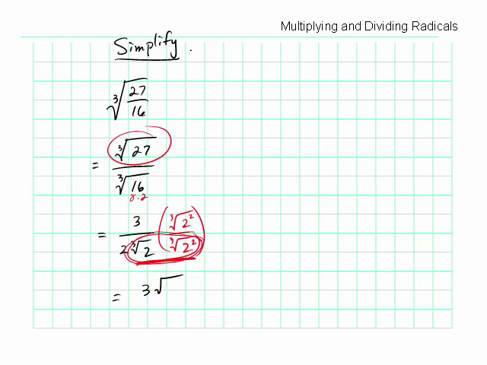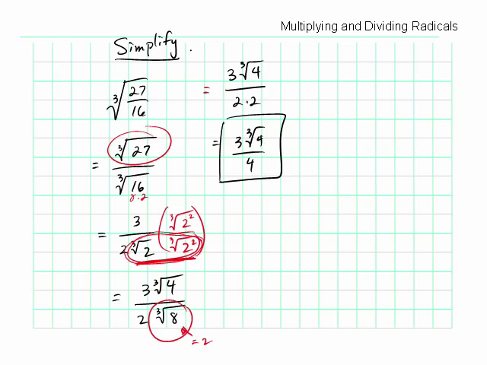So I got 3 cube root 4 over 2 cube root 8. The cube root of 8 is 2. This is equal to 2. And so I have as my answer 3 cube root 4 over 2 times 2, 3 cube root 4 over 4. And it's rationalized. Let's look at another one like that.